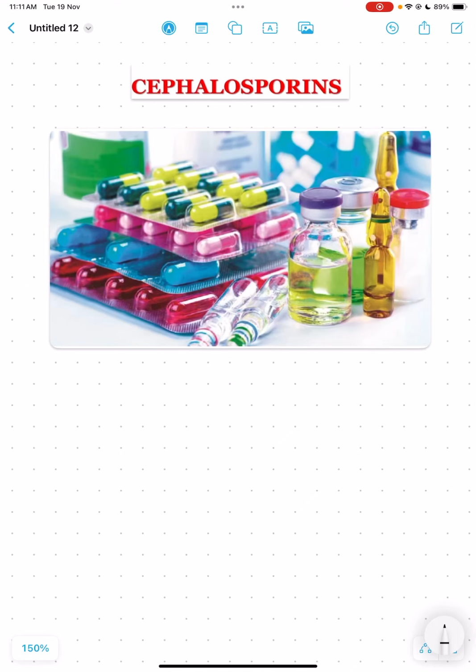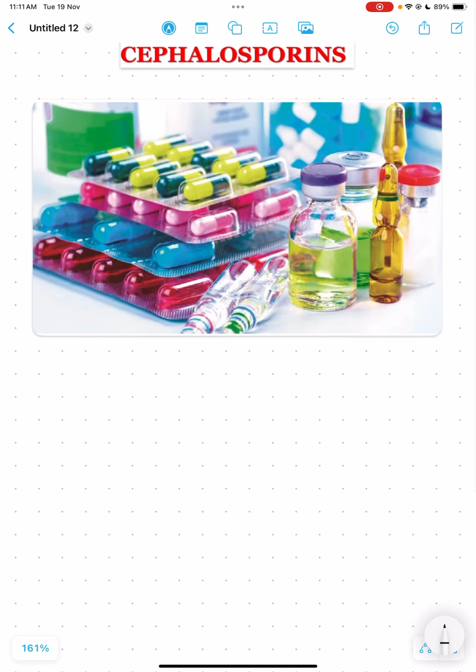Today we will discuss a very small topic but yet very important, that is the cephalosporins classification. I will make sure that I make this classification very easy for you. So let's begin. Basically, we have five generations of cephalosporins.